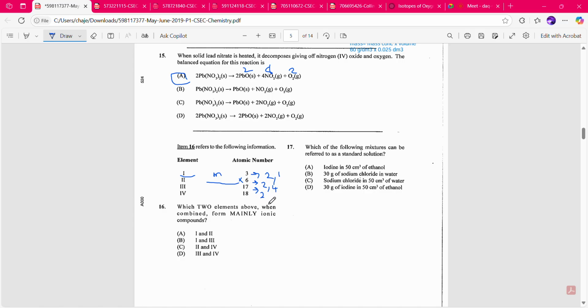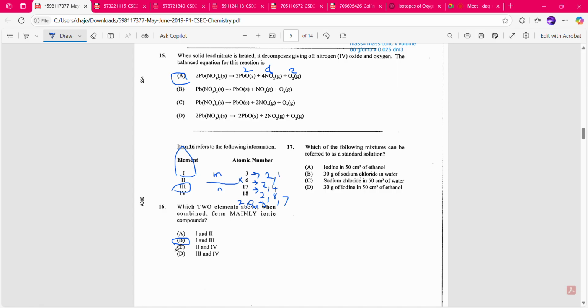For the one with 17, its electronic configuration is gonna be 2, 8, 7. The fact that it's in group 7 makes it a non-metal. So this is a non-metal. And then group 18 now, it's gonna be 2, 8, 8. Although it's a non-metal, it's unlikely to form a bond because it already has a full outer shell, right? So therefore, element I and element III, which is a metal and a non-metal, will combine to form ionic compounds. The correct answer is gonna be B.